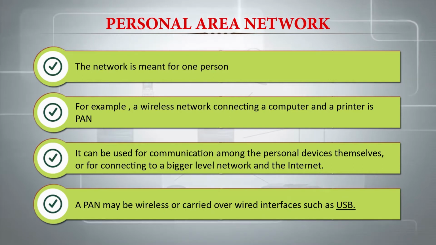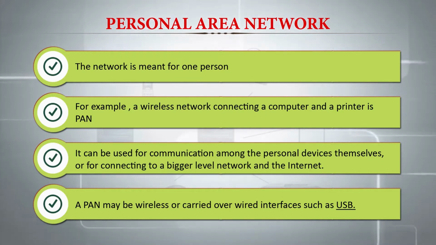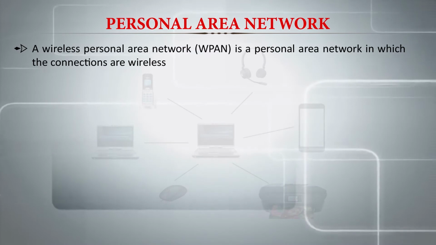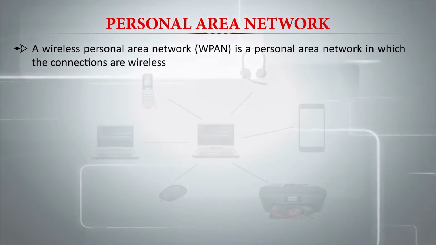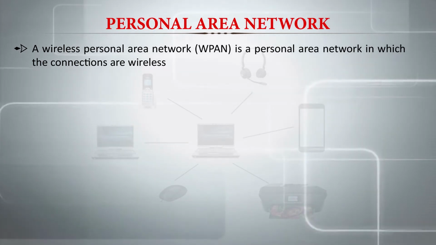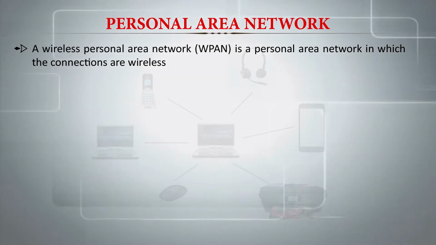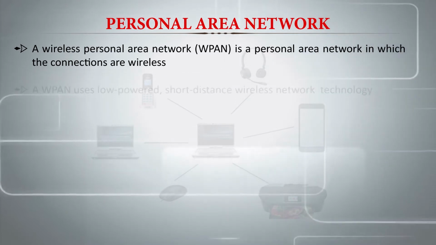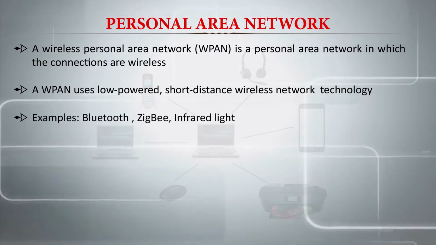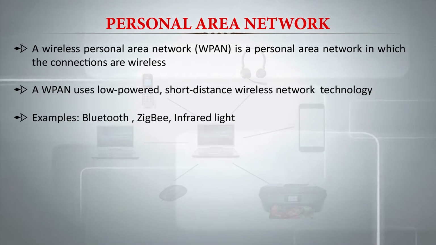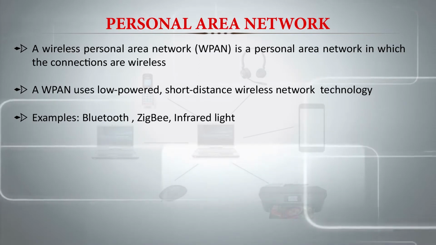A PAN may be wireless or carried over a wired interface such as USB. Changes have taken place in the personal area network. By default it used to mean a wired personal area network. Now it has become a wireless personal area network, in which the connections are wireless. WPAN uses low-powered, short-distance wireless network topology. Examples are Bluetooth, Zigbee, and infrared light. These are examples of the wireless media used in personal area networks.